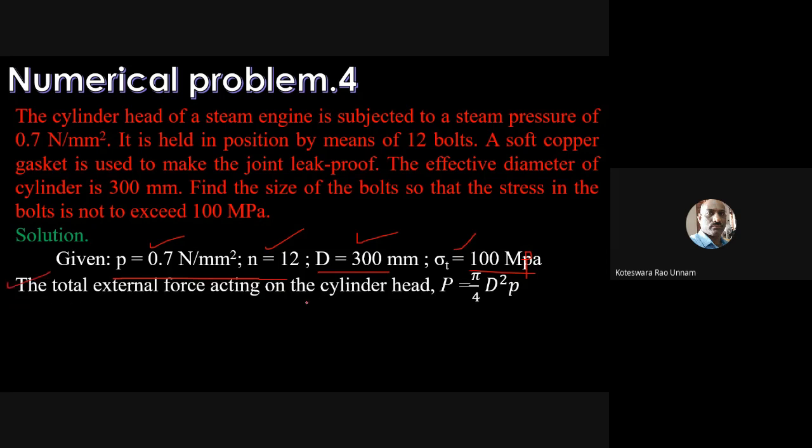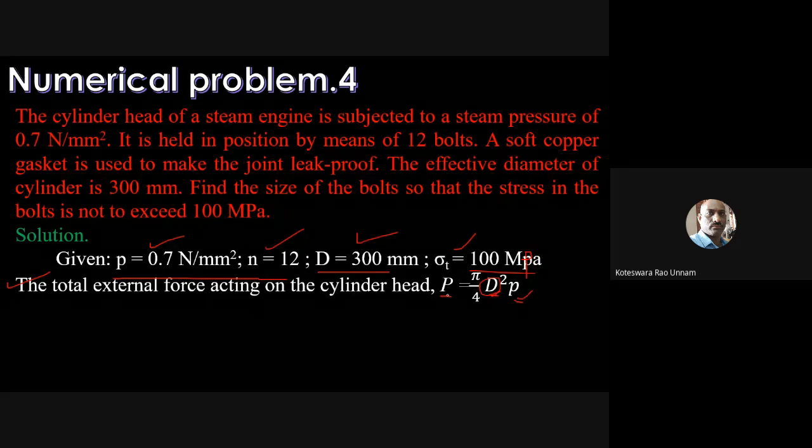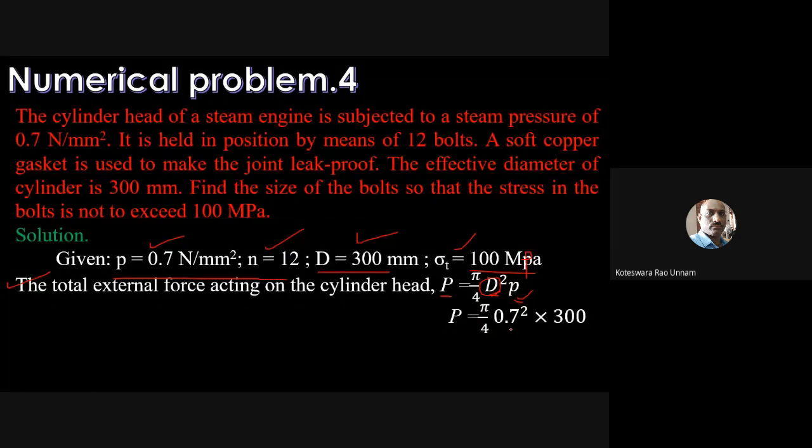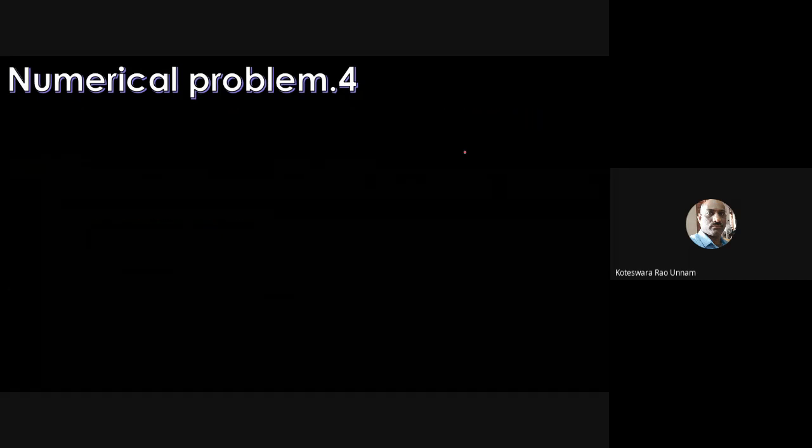The total external force acting on the cylinder head, like I already said, is 5/4 into D square into P, where D is the diameter of the cylinder and P is the internal steam pressure. If you substitute D is equal to 300 and P is equal to 0.7, it comes out as 49,490 newtons. So this is the total load on the 12 bolts. But we need to compute the load for a single bolt.